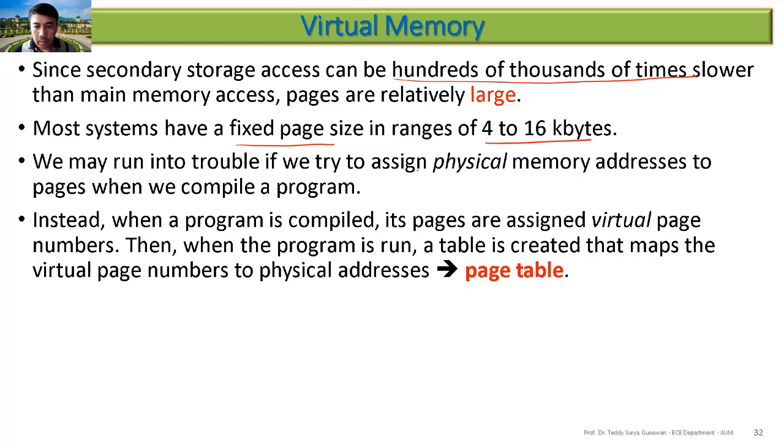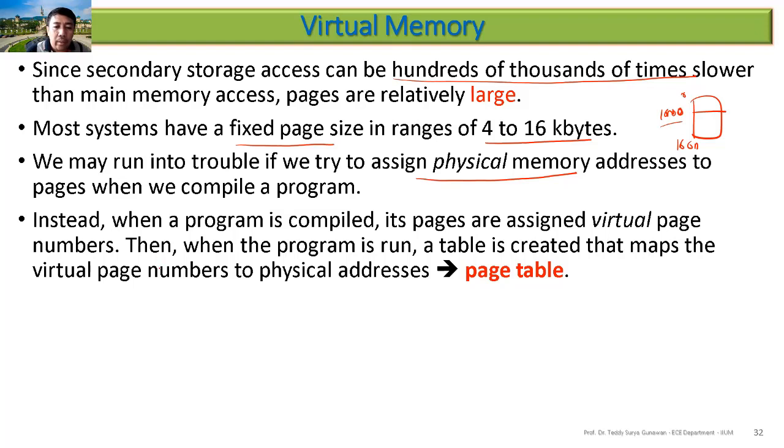We may run into trouble if we try to assign physical memory directly, meaning that it is fixed. You compile your program and it must run at location 1,000, for example. The address is linear for the main memory, from 0 to your maximum of 16 gigabytes. If you wrote a program that specifically accesses physical address 1,000, then it will be a problem because you cannot move it anywhere.